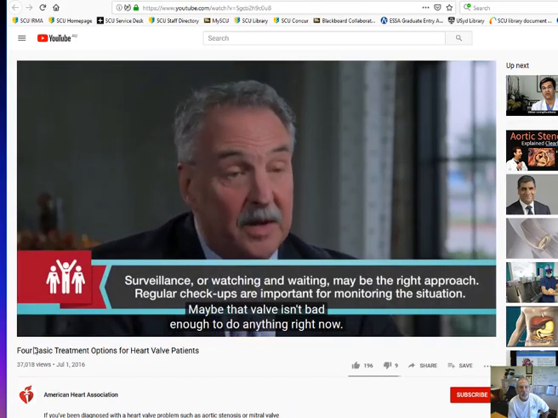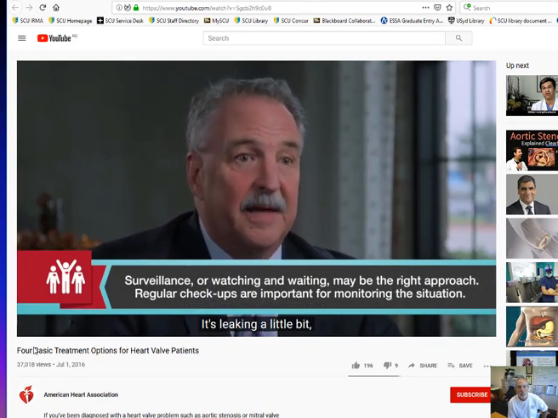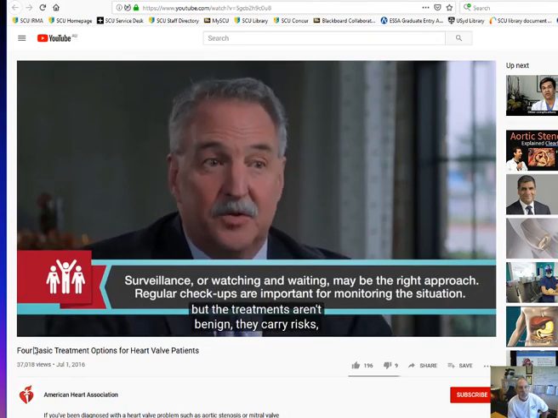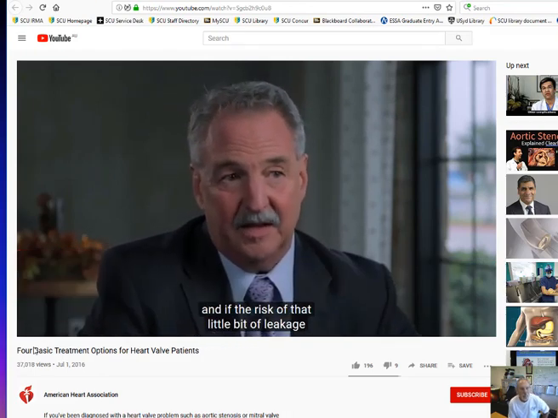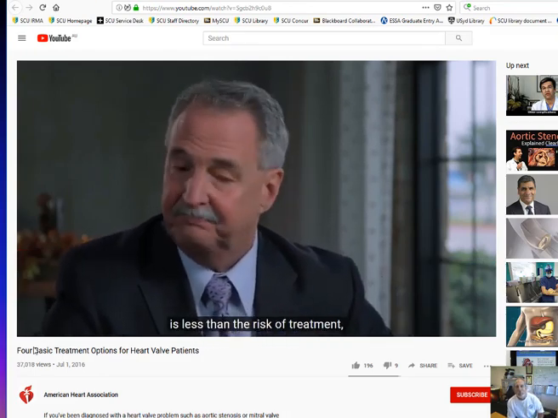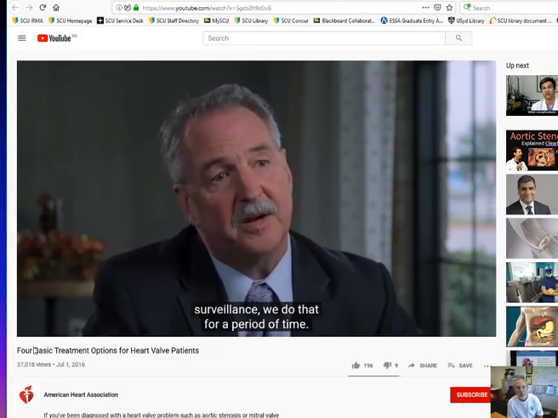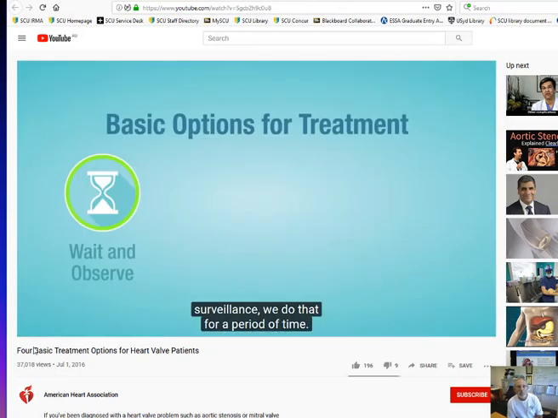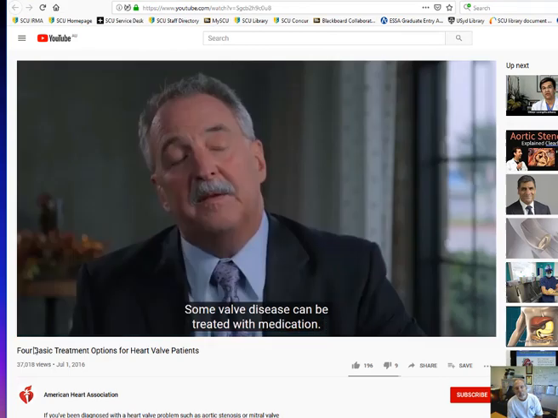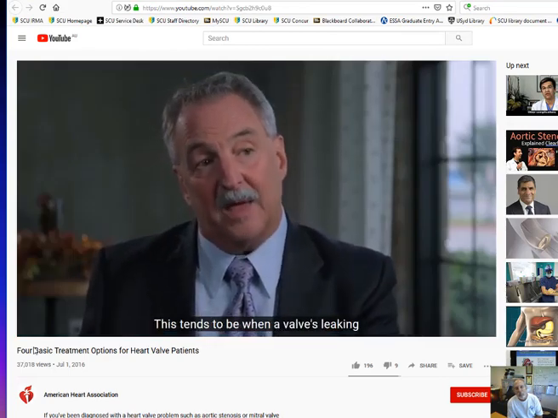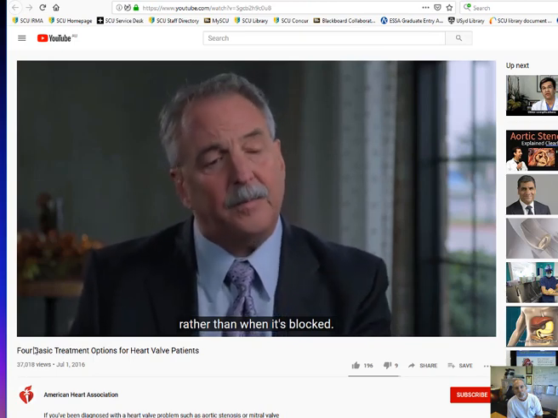Maybe that valve isn't bad enough to do anything right now. It's leaking a little bit, but the treatments aren't benign. They carry risks. And if the risk of that little bit of leakage is less than the risk of the treatment, we do surveillance for a period of time. Some valve disease can be treated with medication. This tends to be when a valve is leaking rather than when it's blocked.